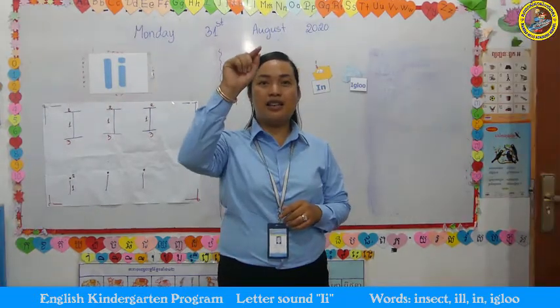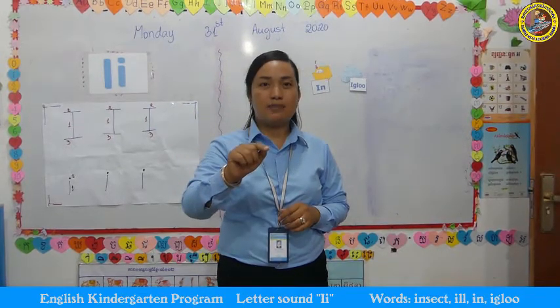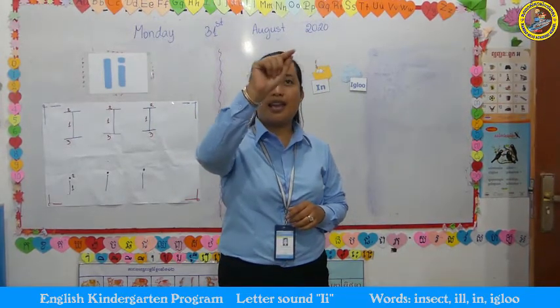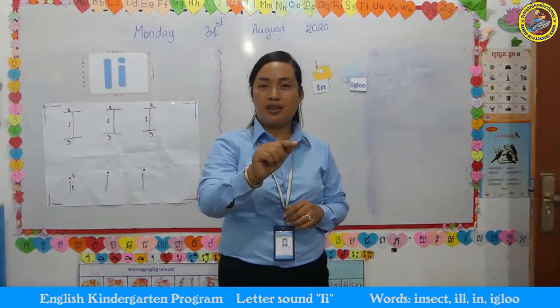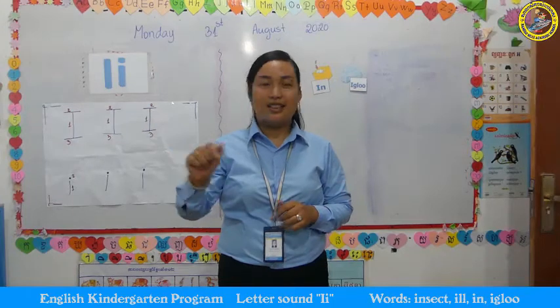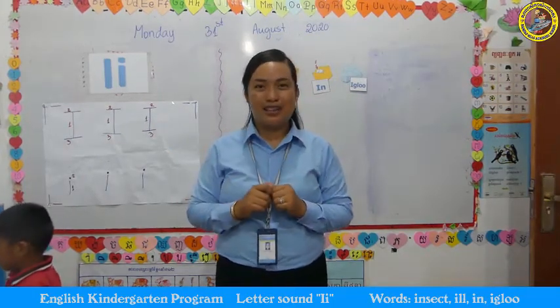The capital letter I: start at the top and then go to the bottom. And then go to the top again and make a line across. After that, go to the bottom and make a line across. Right? Yeah, very good. Now please write a small letter I.